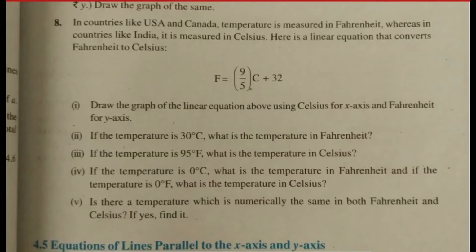Okay, so we have completed till 7th question of exercise 4.3. Now we'll be continuing with the 8th question. Okay, 8th one.